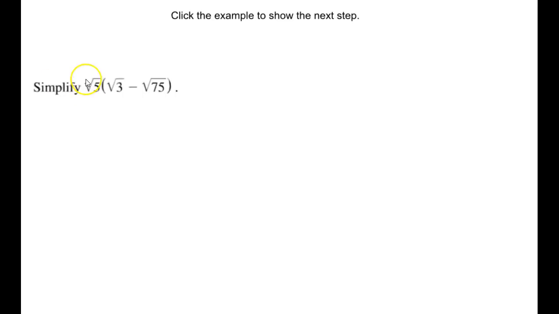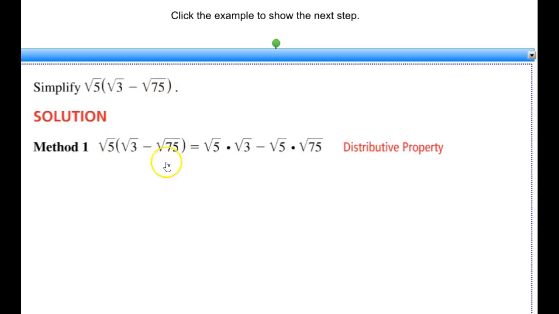So now what happens if I'm multiplying radicals, right? So we just looked at some adding and subtracting. So now what if we multiply? And here you'll see I have something outside parentheses and some stuff inside. So I can go ahead and use my distributive property to rewrite that out. So now I've got square root of 5 times the square root of 3 minus the square root of 5 times the square root of 75. Then I use my product property and I actually multiply those out.